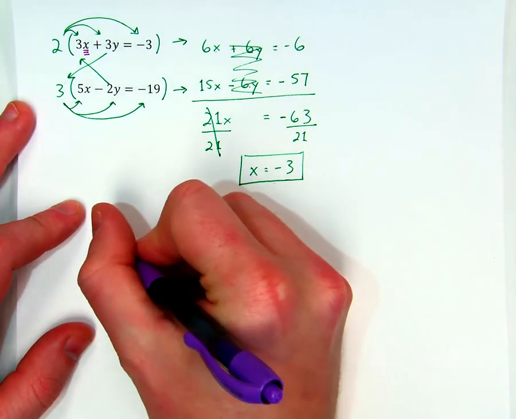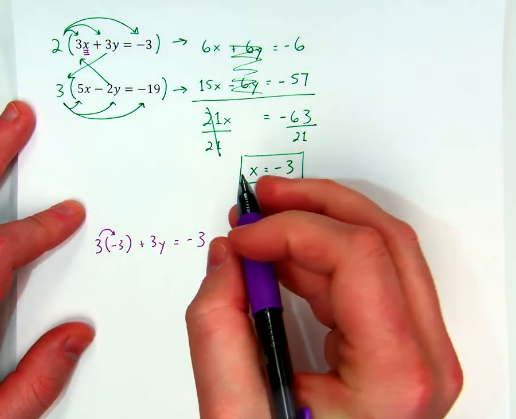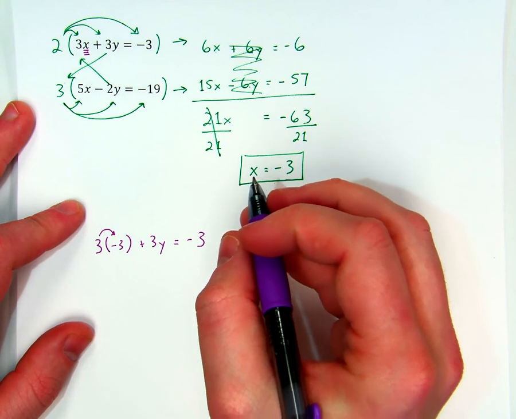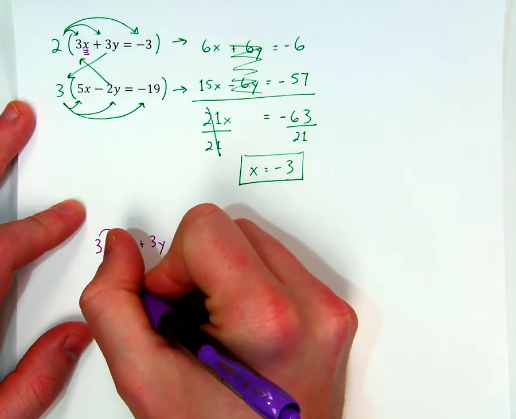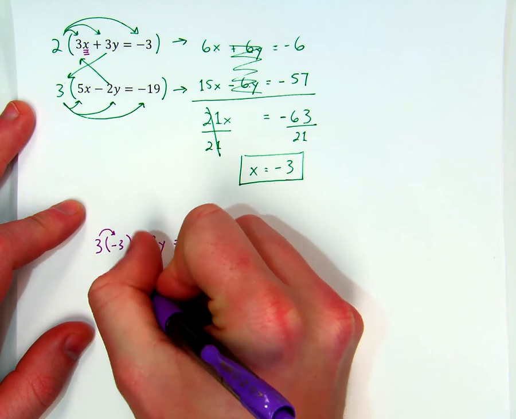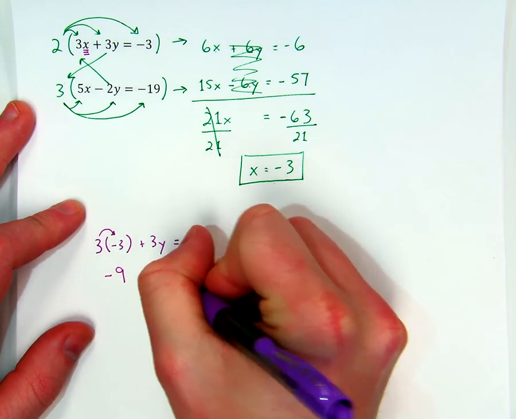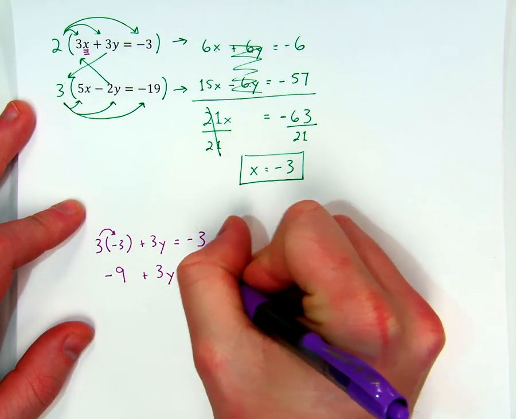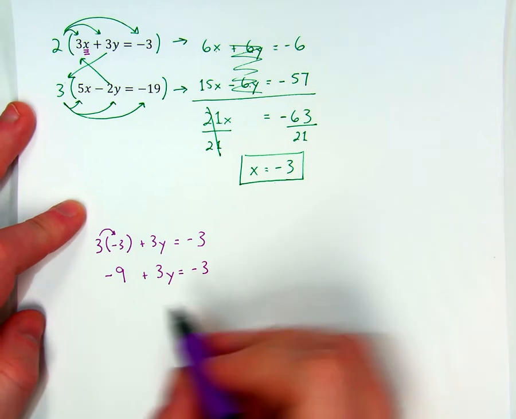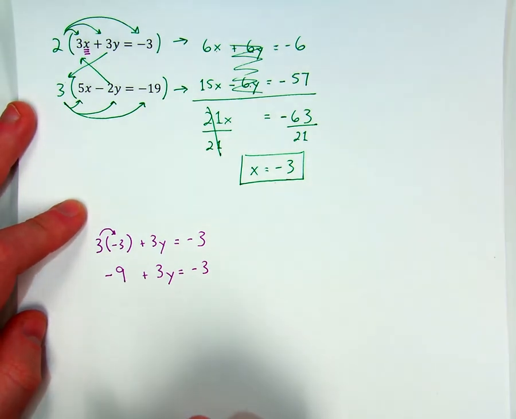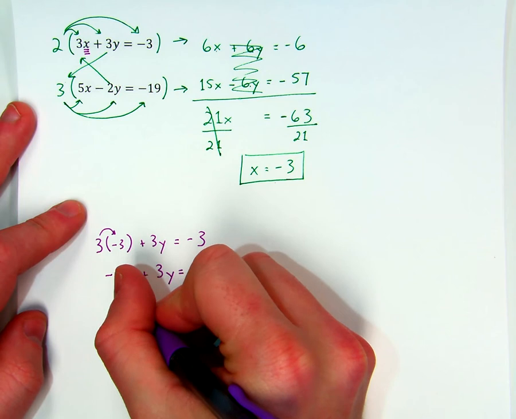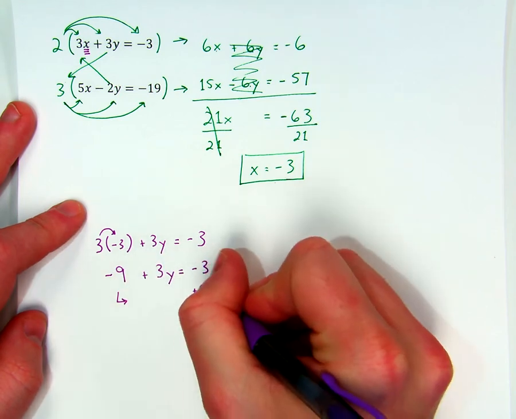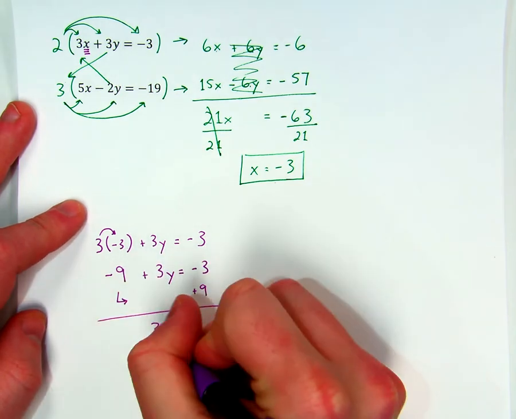From here, the steps will always be the same. You're going to distribute, and then you're going to combine like terms, and then you're going to solve. When we distribute 3 times negative 3, we get negative 9. So we copy down the rest of the problem. There's no like terms to combine on the left side, so we can move on to solving. This is a two-step equation. We need to move that 9 over.